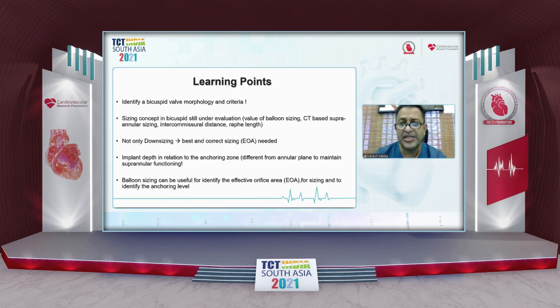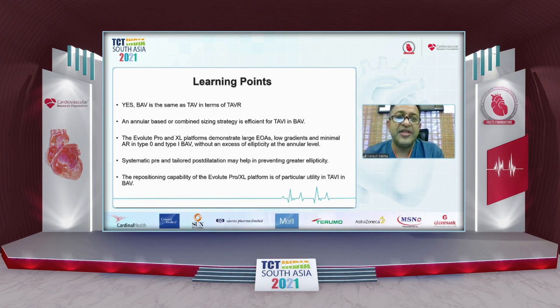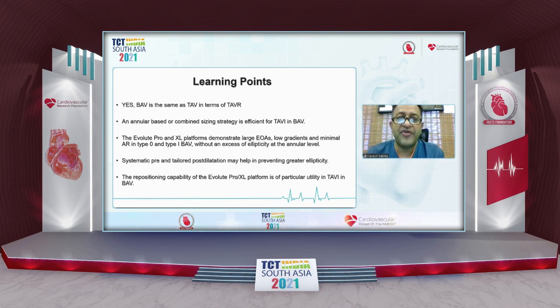Of course, balloon sizing can be useful to identify the effective orifice area, so you know where the valve is going to seal. So yes, BAV is the same as TAV in terms of TAVR. An annular-based combined sizing strategy is efficient for TAVI in bicuspid valves. The Evolut Pro and XL platforms demonstrate large EOAs, low gradients, and minimal AR on any type of bicuspid anatomy. You can have a systematic pre and tailored post dilatation, and the repositioning capability is of particular utility.